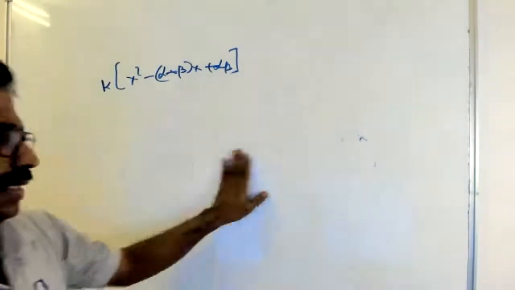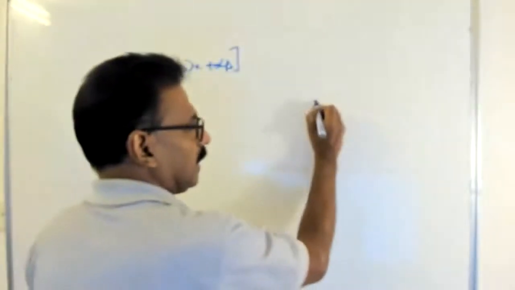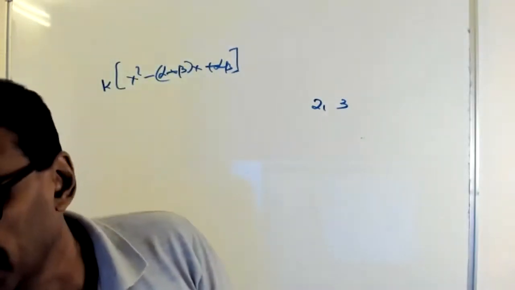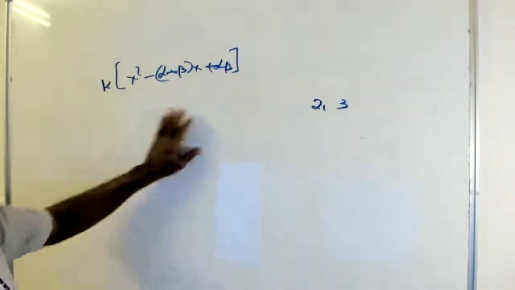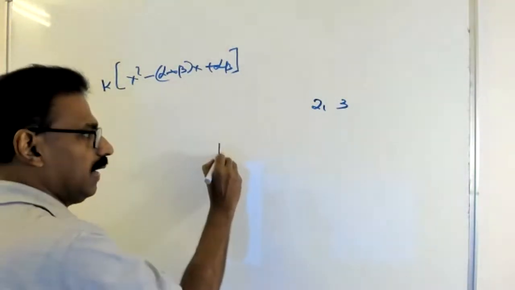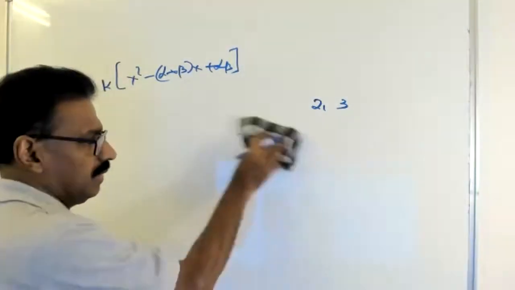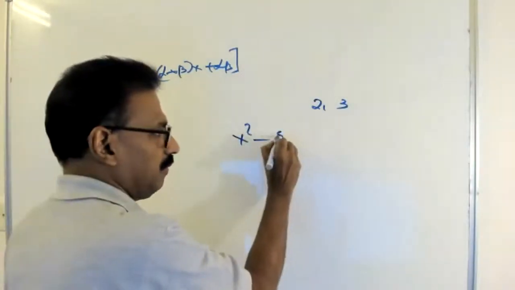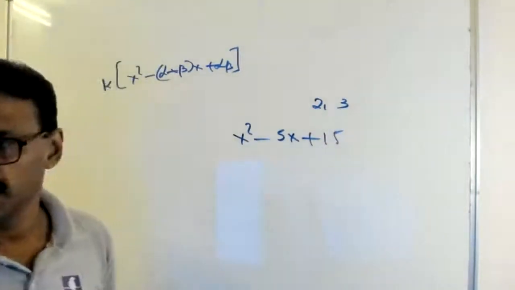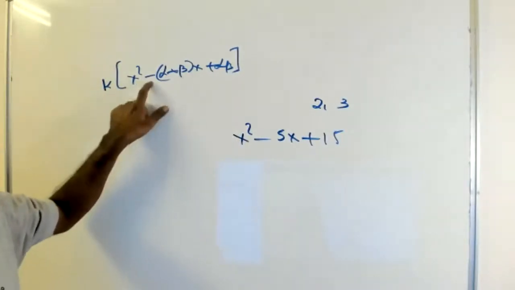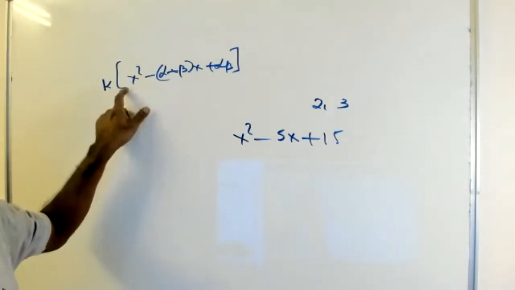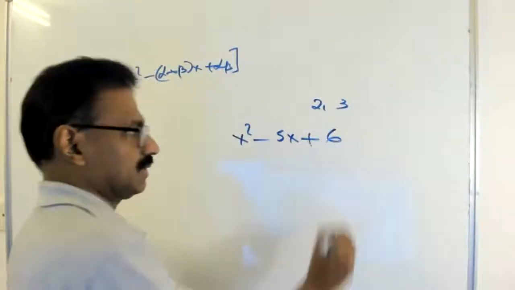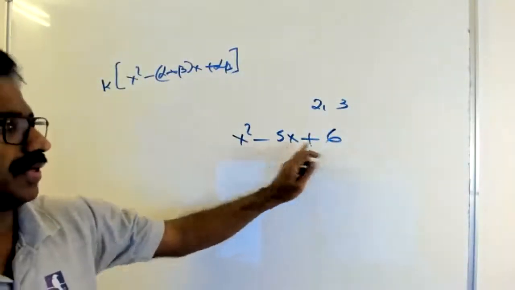So now, listen. Suppose 2 and 3 are the zeros. Then what is the polynomial? k into, forget about k now, later we'll discuss it. The polynomial is x square minus 2 plus 3, 5, x plus 15. That's all, simple. The x square, this minus is a default, it is already there. x square minus the sum, 2 plus 3, 5x, plus the product, 2 into 3, 6. This is the polynomial: x square minus 5x plus 6.